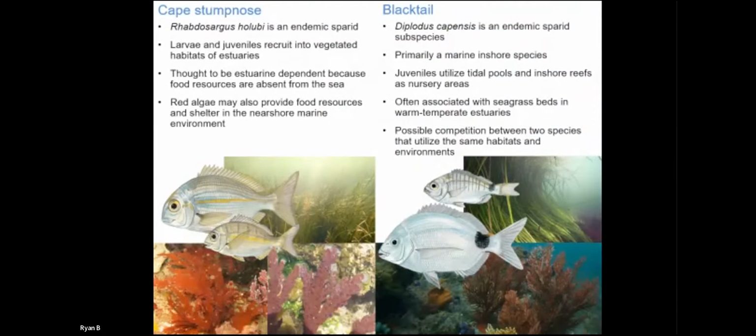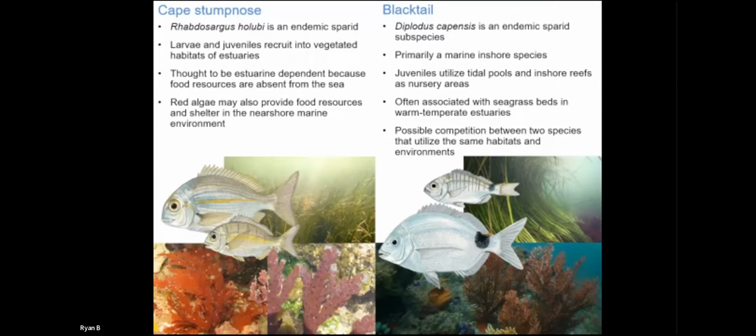Larvae and juveniles of Cape Stumpnose are known to recruit into vegetated habitats of estuaries. Although Cape Stumpnose is thought to be estuarine dependent because food resources, mainly seagrass, are absent from the sea, red algae when washed into estuaries from the sea is often consumed in higher quantities than seagrass. This highlights the possibility that red algae may also provide food resources and shelter in the nearshore marine environment.